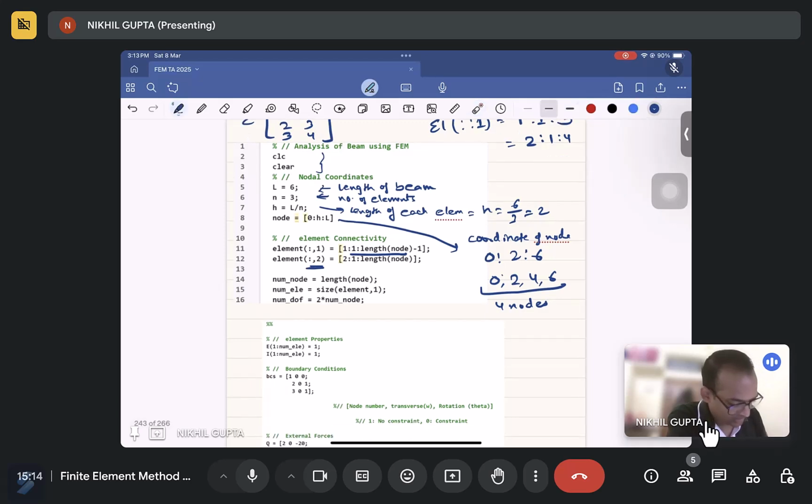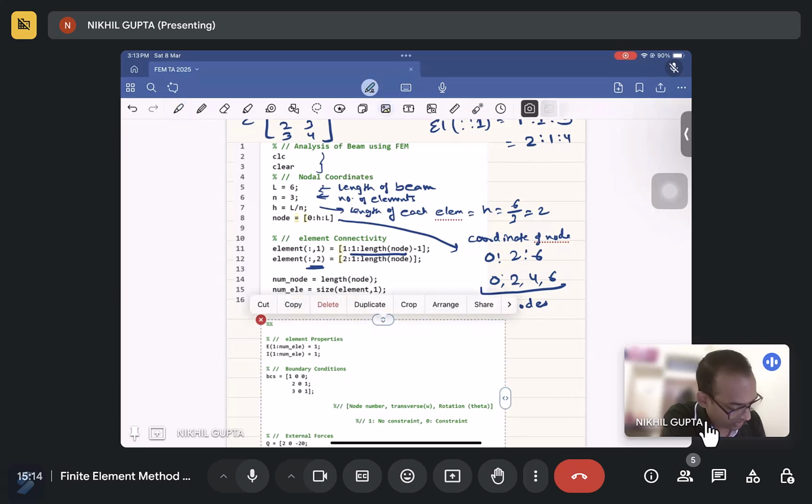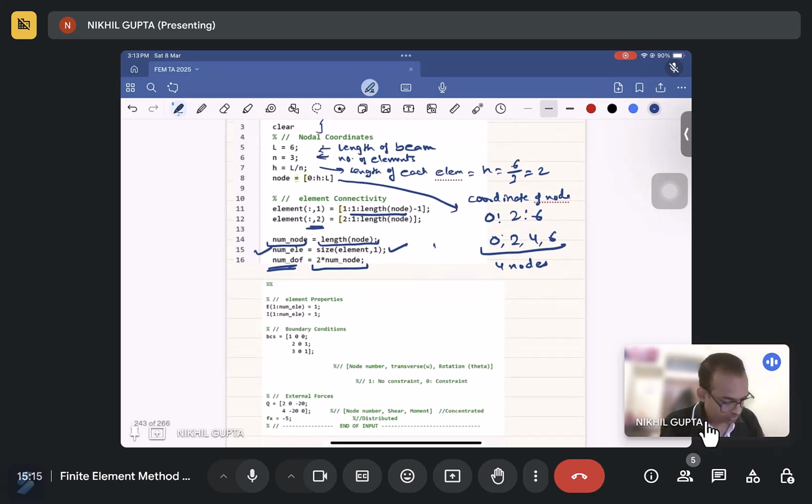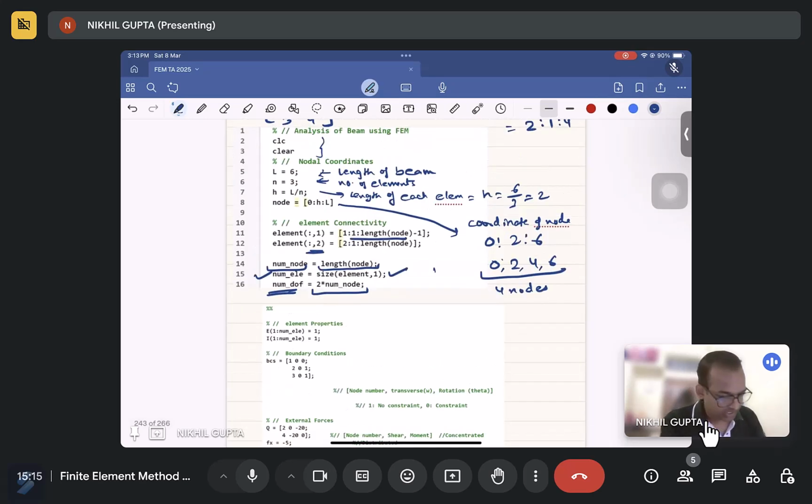Now the basic things, now let's calculate. So you are calculating in here the number of nodes. So total length of the node, which will be 4, will go to number of nodes. Similarly, we are calculating how many elements are there in number of elements, and since each node will have 2 degrees of freedom, we are just multiplying number of nodes with 2 and getting the total number of degrees of freedom of our problem. So this is the initial part done.